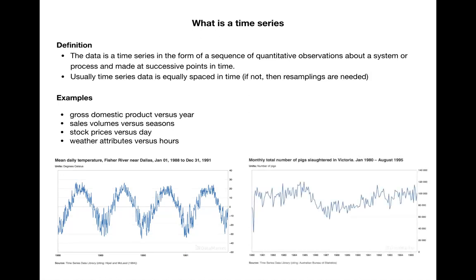Or you can have other time series like this, which is the monthly total number of pigs slaughtered in Victoria. You can see that you have changes in the number of pigs slaughtered, and you have all these variations. But what does that tell you? I don't know. It's a time series.